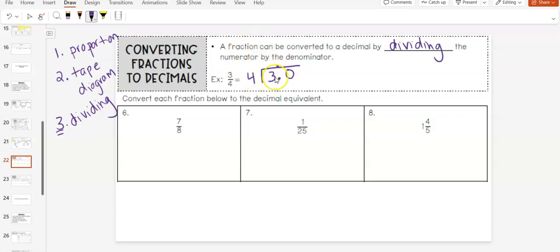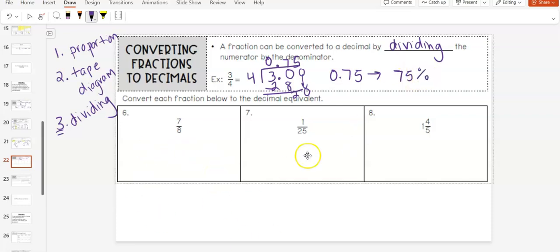I'm going to divide 4 into 3. That goes in 0 times. 4 then goes into 30. Let's see, 7 times. 4 times 7 is 28. That's a 2. I'm going to add a 0 and bring it down. 4 goes into 20 5 times, and in the end, I'm going to get 0.75, which I can then turn into a percent, which would be 75%.